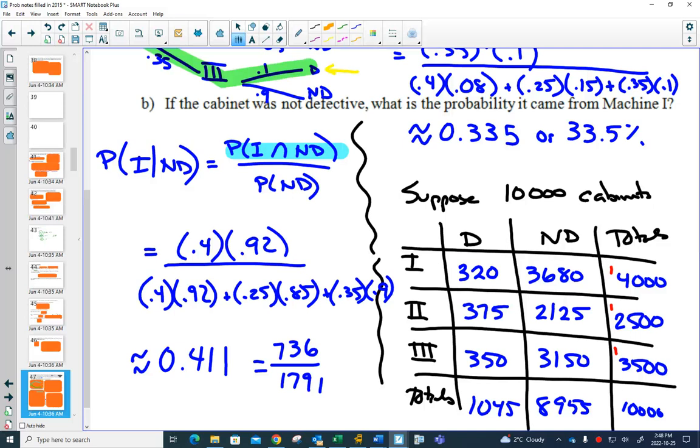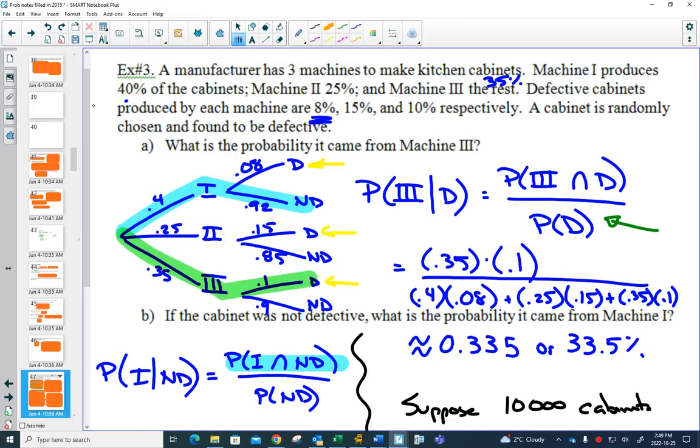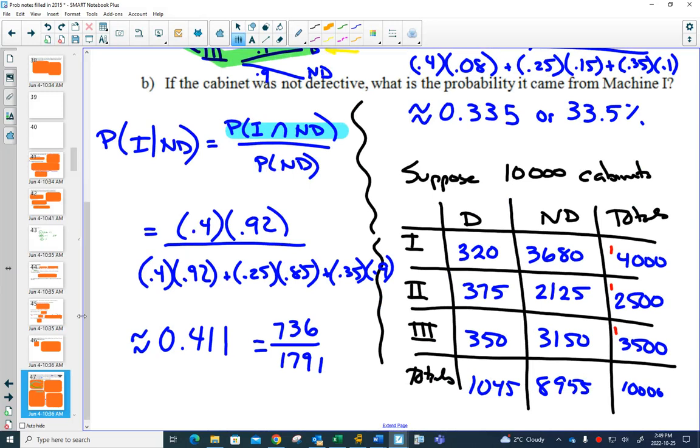Right? Because I'm told that machine 1 makes 40%. 40% of 10,000 is 4,000. Machine 2 makes 25%. 25% of 10,000, 2,500. And 35%, 3,500. Then I could look at the percentages of mistakes. If machine 1 makes 8% mistakes, and I go to the 4,000, 8% is 320.